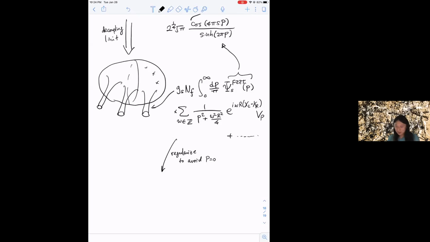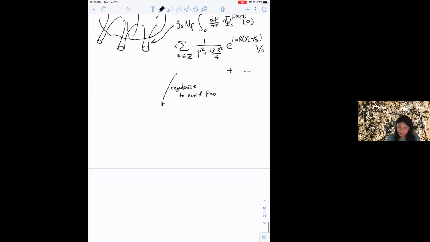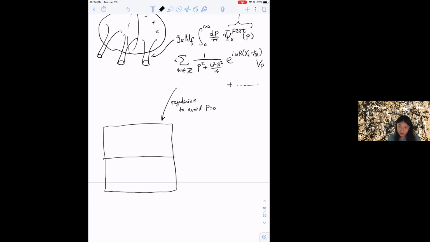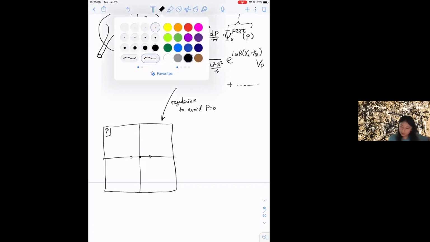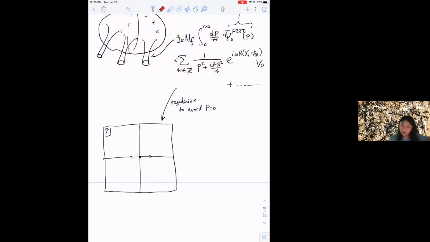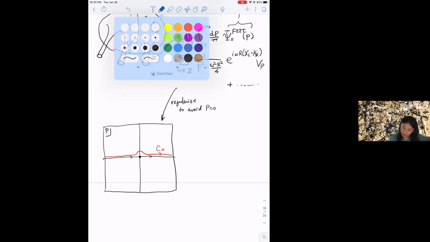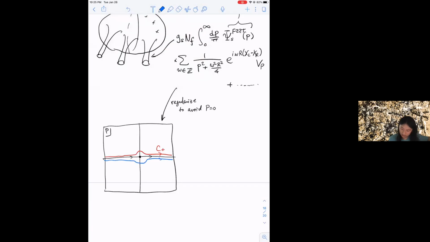So here, I'm going to make a proposal. This is not yet rigorously justified, but it seems to be reasonable. I can double the integral over p to the entire real line on the complex p plane. Originally, the contour is along this real axis, but there's a singularity at p equals 0. So I'm going to deform the contour into either the one above, let me call this one C plus, or the one below, let me call this one C minus.